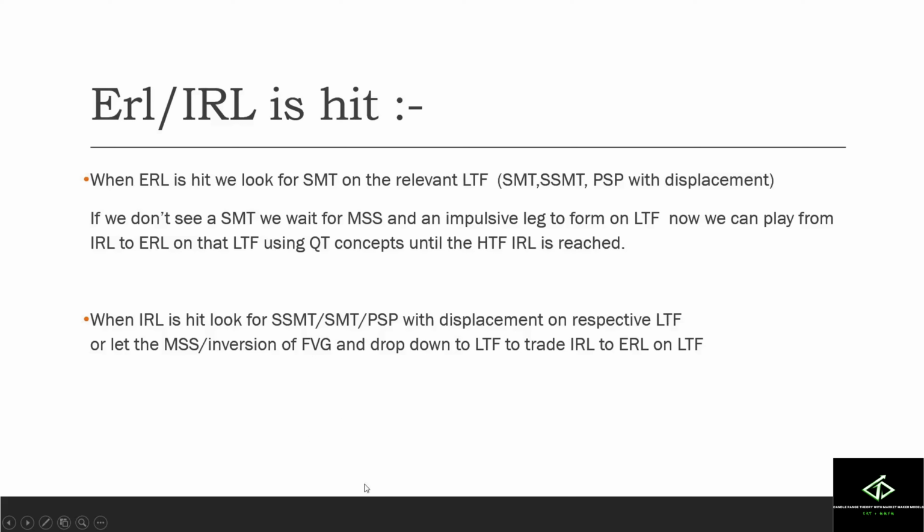If we don't have SSMT or SMT there, we wait for 15 minutes to create a market structure shift. We wait for that impulsive leg to form. After that, when the price comes to the 15-minute fair value gap, we drop down to 1 minute, and in 1 minute we will look for our SMT or SSMT. So basically the idea is we will not trade unless we have the confluence of SMT, right?